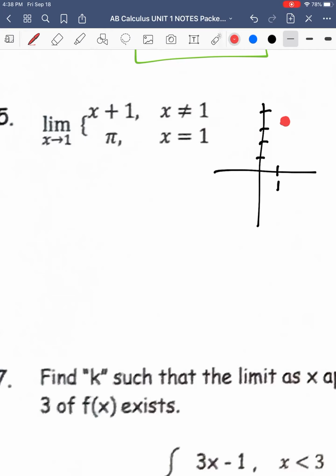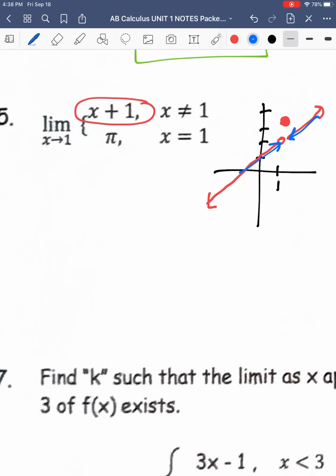And then the other thing that I know is that when x doesn't equal 1, I'm following this equation, x plus 1, which looks like this. It's going to have a hole, but it's going to be a line that looks like this. Now, if I gave you that graph and I said, look at that graph and tell me what is the limit as x approaches 1, you could probably at this point say, well, the limit as x approaches 1 is 2, because a random dot can never be the answer to a limit. The open circle can be the answer.